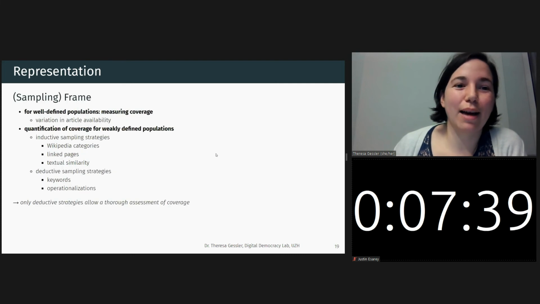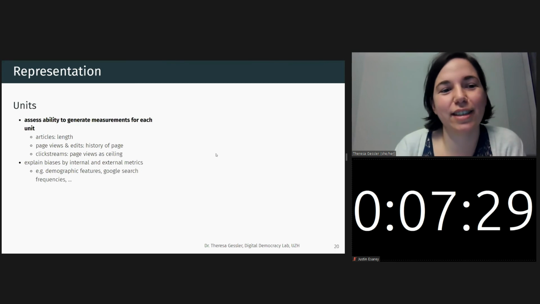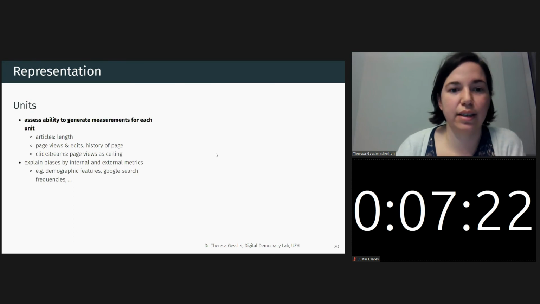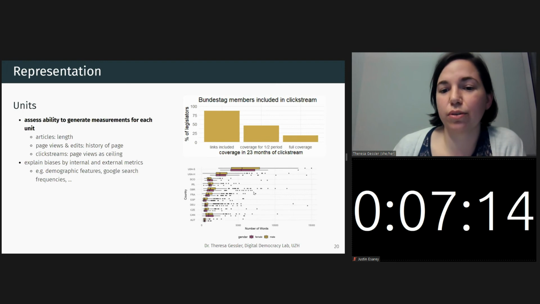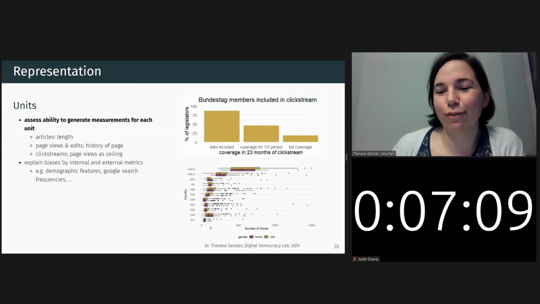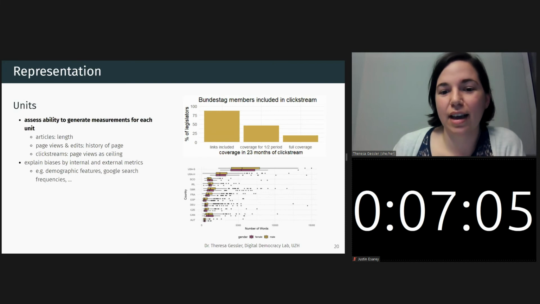When we've kind of come up with this general sampling frame of pages that we want to study, the last step to consider and to critically assess also in research is how much we're able to generate measurements for each of the units. And there's really strong constraints on this. So for articles, for example, it's the length. I have an example here that basically shows for the legislators of several different countries what is the average length in number of words in the native language of these politicians that are actually available.